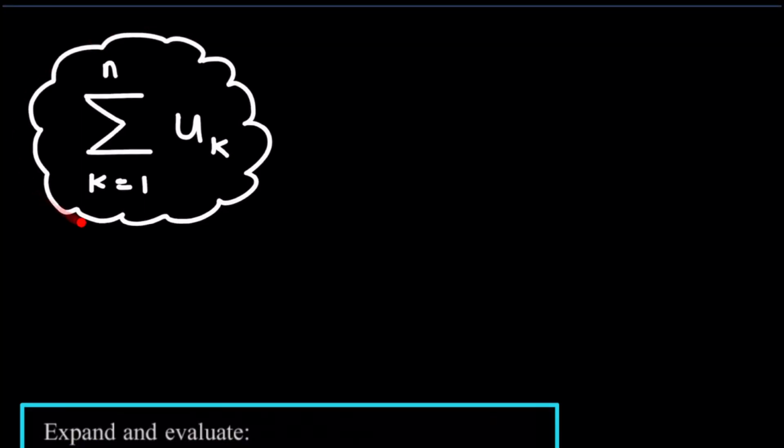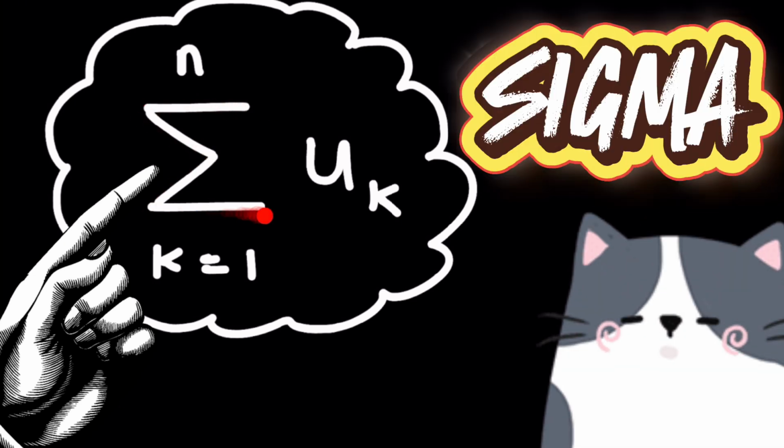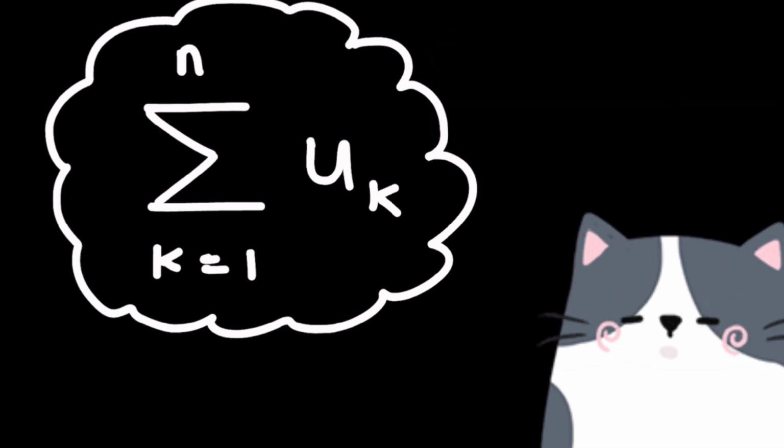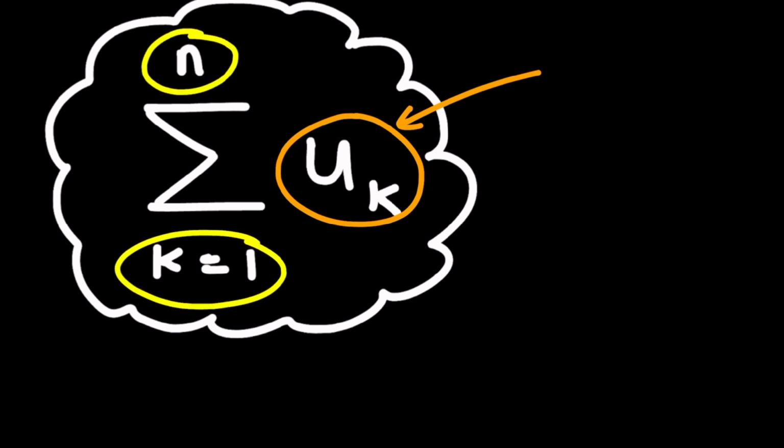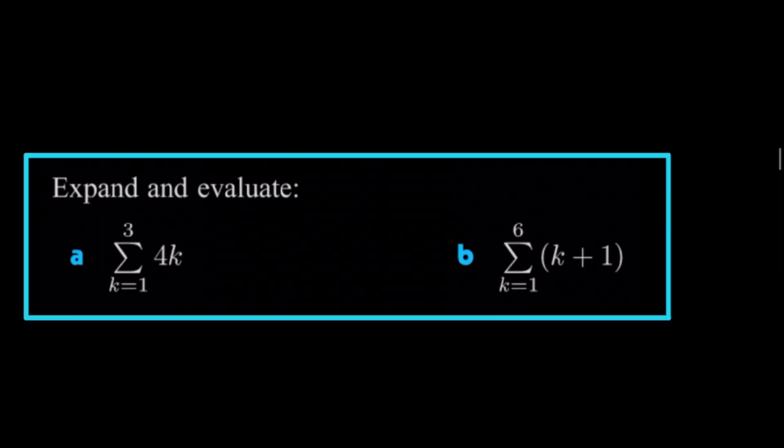I'm going to start by explaining this symbol, sigma. It basically stands for find the sum of. And here, u_k, just think of this as a general term, like an nth term of a sequence, and it's saying that we have to start from the first term of the sequence and go all the way to n. Let's look at an example, and that will make it a lot clearer.